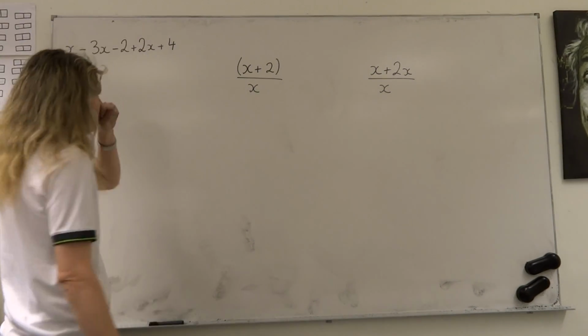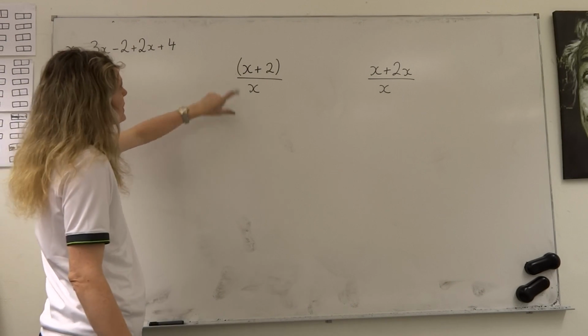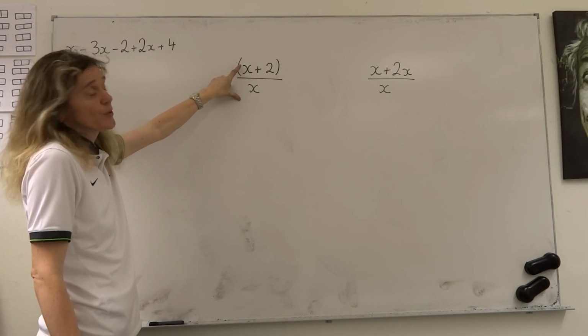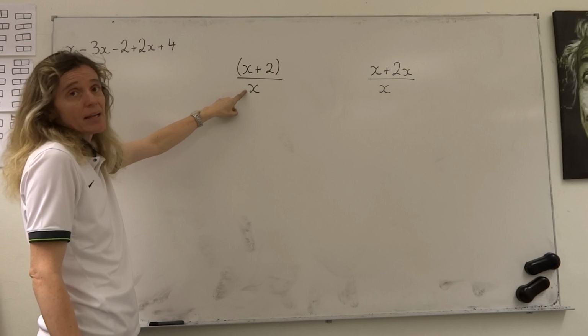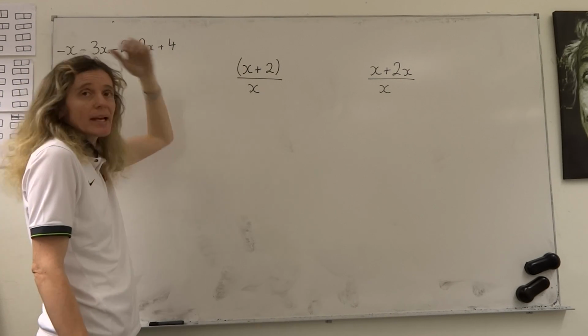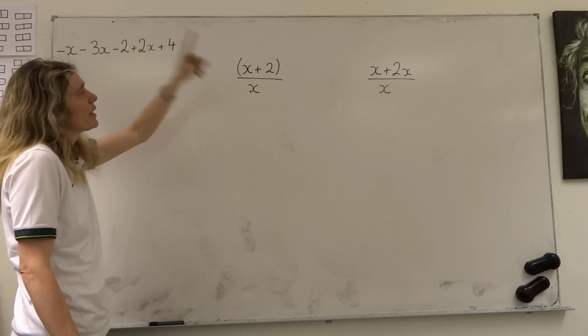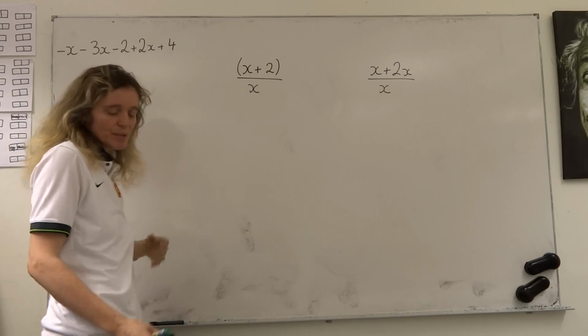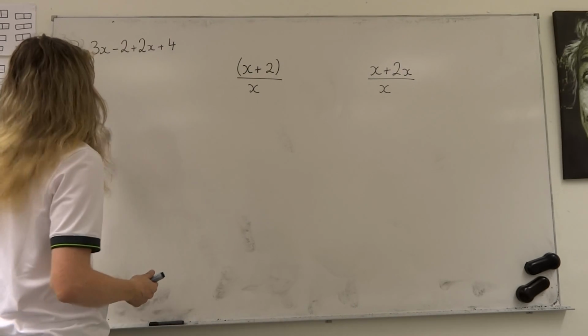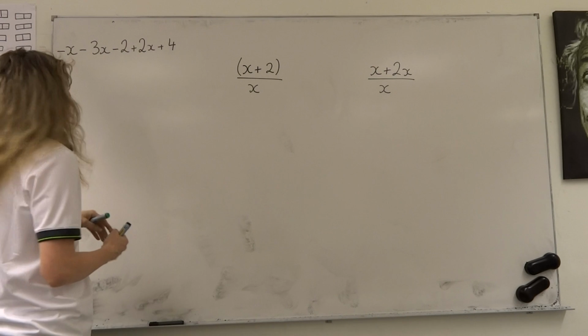I've had a few questions from pupils saying, why can't we just cancel? This is an expression, x plus 2 divided by x. Why can't we just cancel x with x here? Because there is no x here. And let's demonstrate what's happening here with some numbers to make it very clear to you.